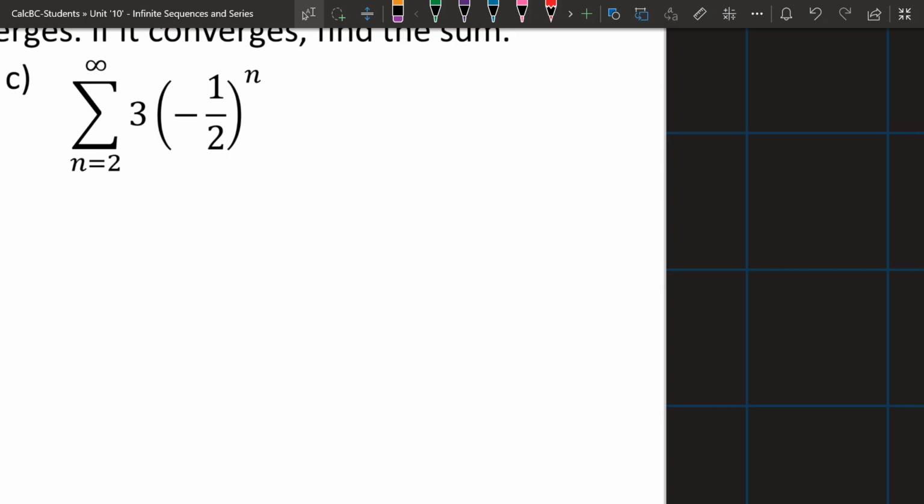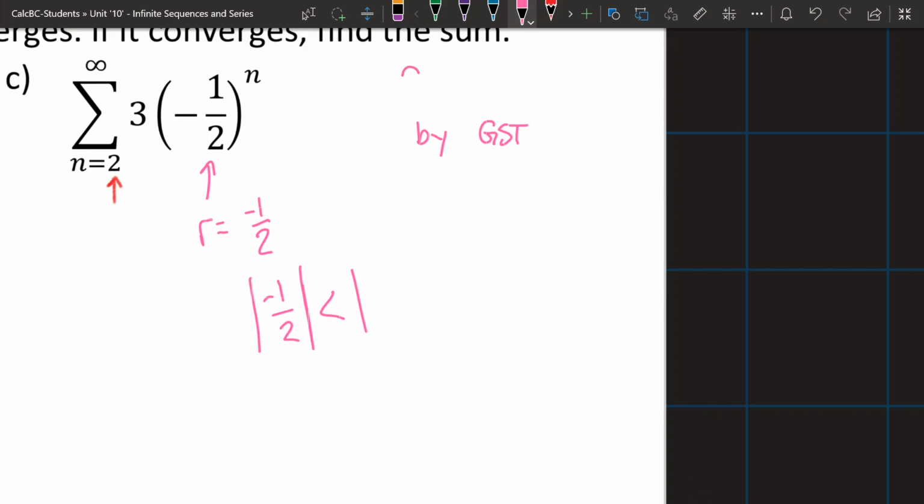In part C, we've got 3 times negative 1/2 to the n. Looking at this series, notice this one is going from 2 to infinity. We can still use the GST for this one. So by GST, let's look at our r value. Our first negative r value, and that's okay. The r value is negative 1/2. The absolute value of negative 1/2 is just 1/2, and that's less than 1. That means that it converges. So it converges by GST.